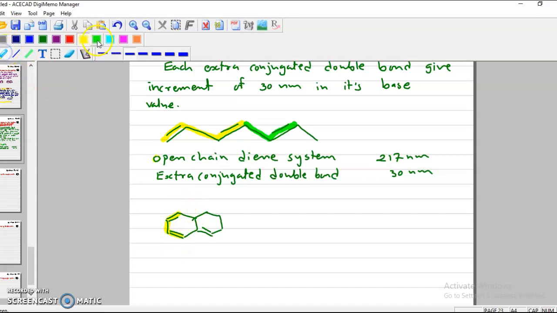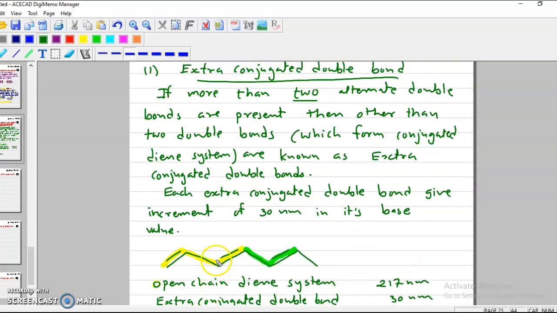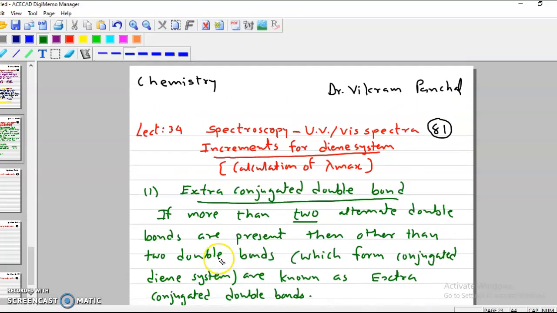But here one more double bond is present in conjugation with this. So this is an extended diene system. And therefore, for one extended double bond, here we will put 30 nanometer for this extra double bond present in a given system. So whenever there is one extra double bond present along with the system, we will add 30 nanometer in base value.